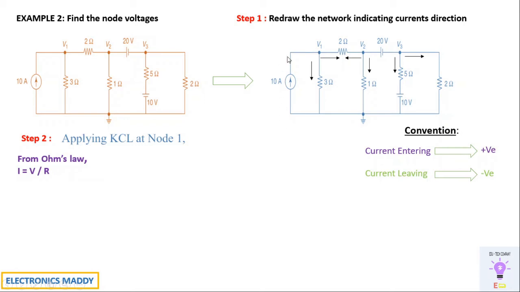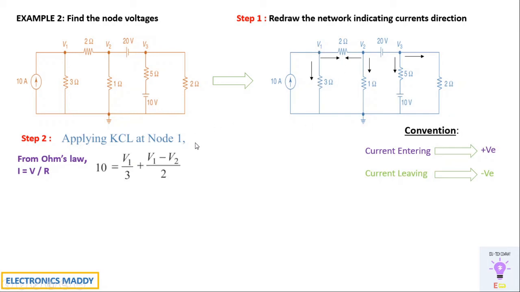That means current entering with respect to node 1 is 10 amps. So I'll be taking it as plus 10, and current leaving with respect to the first node is both these currents. So I'll be writing it as minus V1 by 3, but I've taken it to the RHS side. I've skipped one step to reduce the number of steps involved. That's it. So it's very simple.